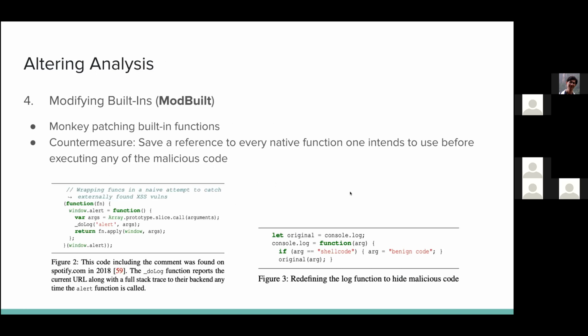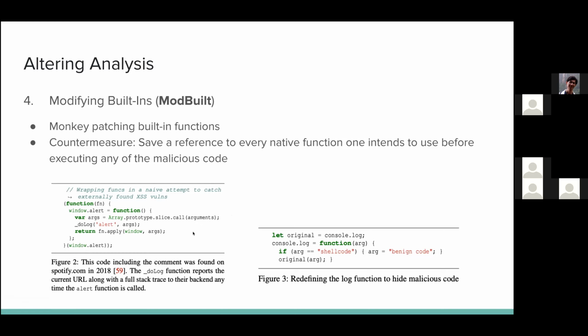Okay. So this next technique aims to not just stop an analyst from running their code, but to alter the analysis. What some malware authors might do is monkey patch the built-in functions. So for example, in this case, they changed the window alert function in order to do something when an analyst tries to use alert to debug the JavaScript code. When that happens, they can change the results when the analyst tries to debug.